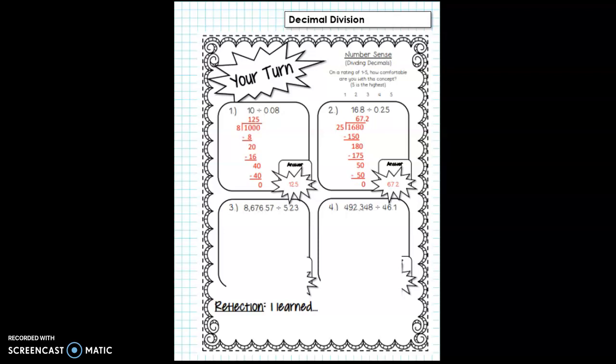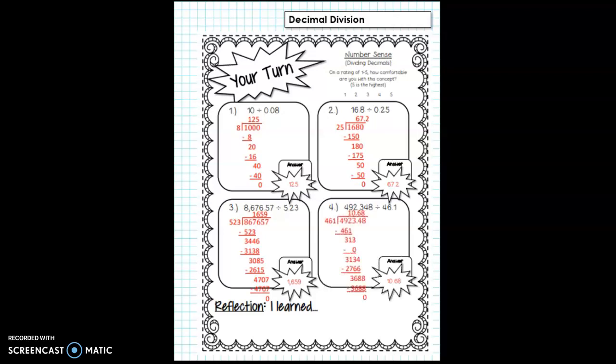Number 3, 8,676 and 57/100ths divided by 5 and 23/100ths. Once again, we are shifting the decimal 2 place values to the right, and we will have 867,657 divided by 523. So remember, with these kind of problems, you can use the calculator to find your multiplication, but you still have to show all of the process.